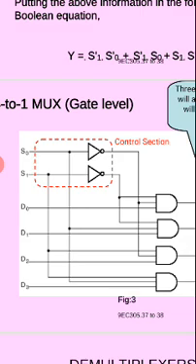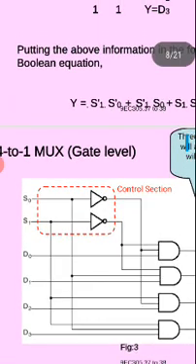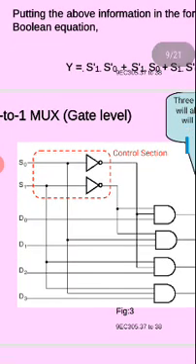From S0, S1, the input is given to the NOT gate, and that output is given to the second and third AND gates. S0, S1 lines are called control selection.